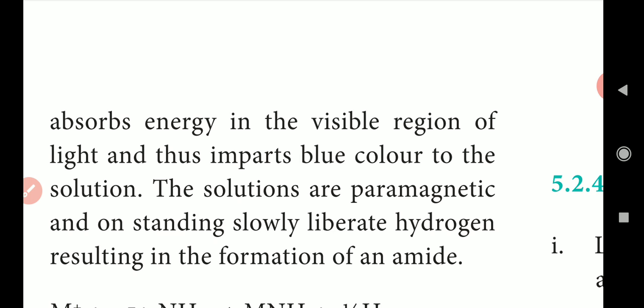But when the metal is dissolved in the concentrated solution of ammonia, it produces a purple color in the solution. It is diamagnetic in nature.